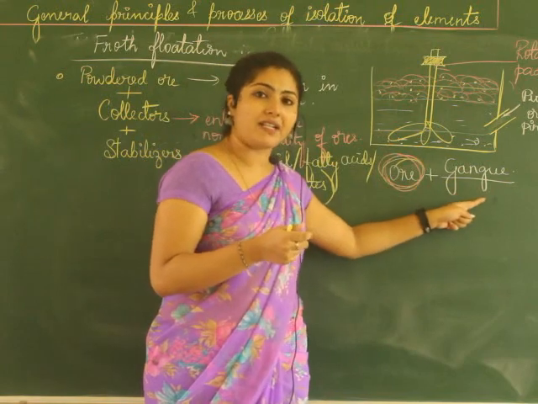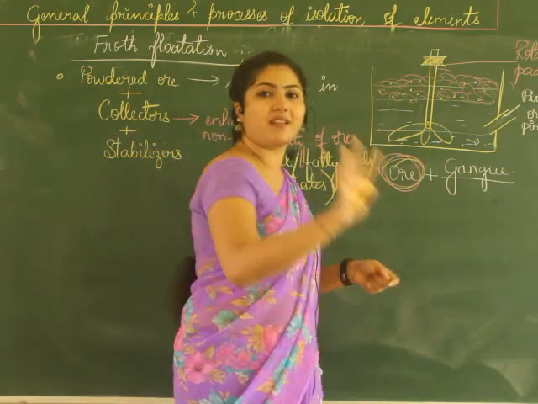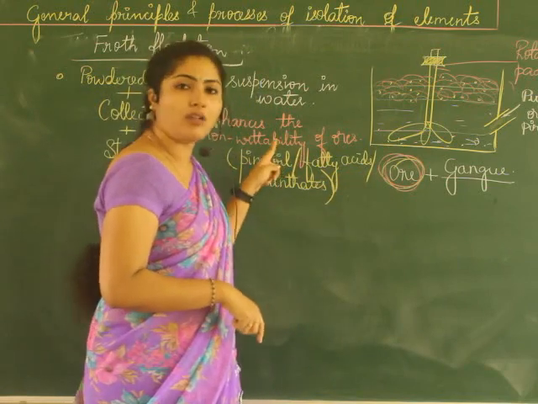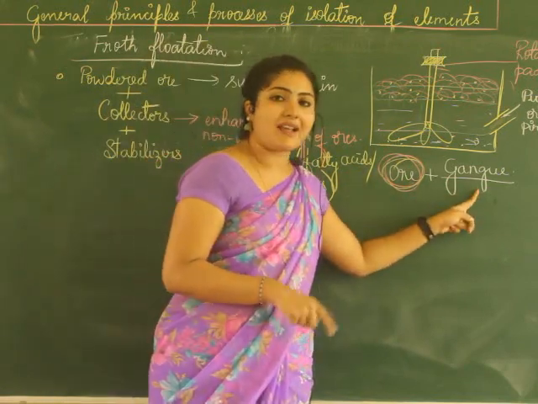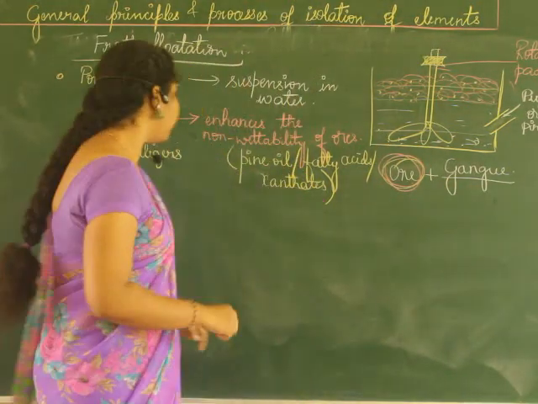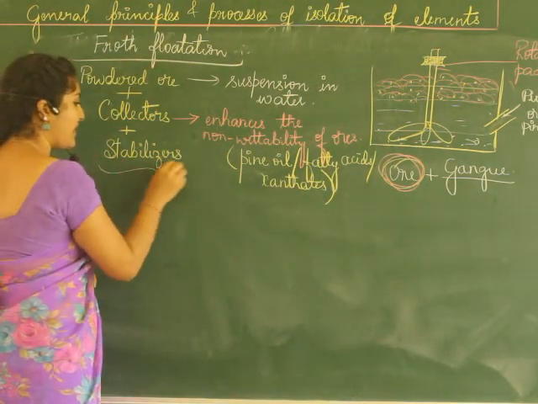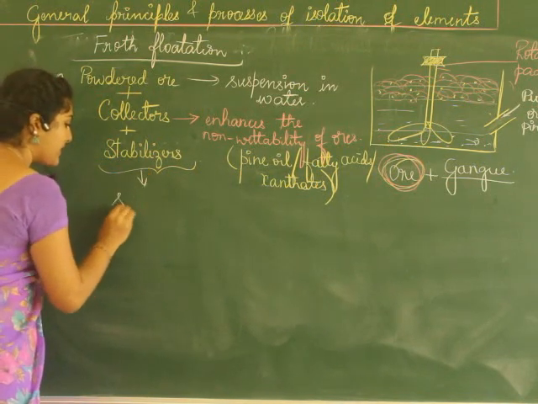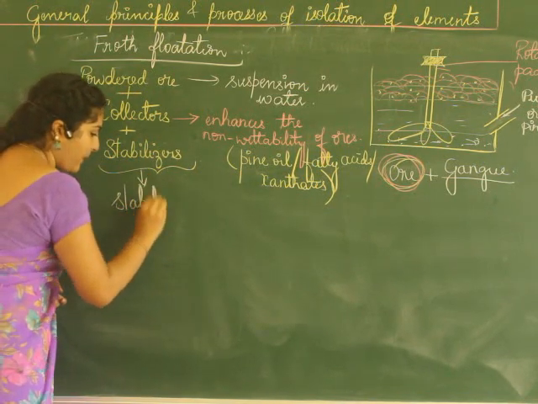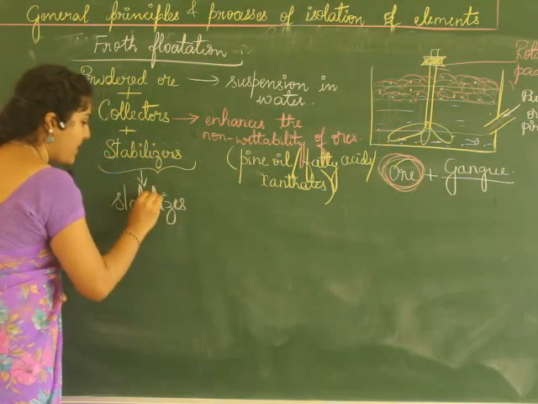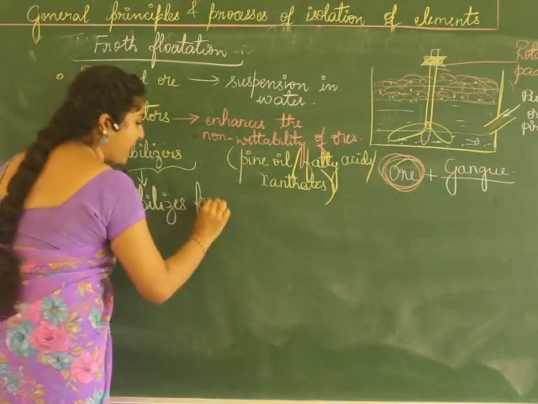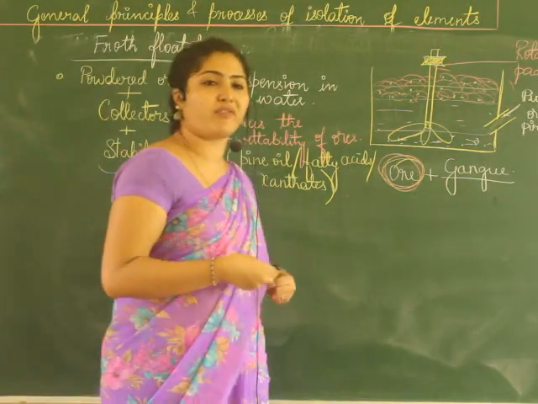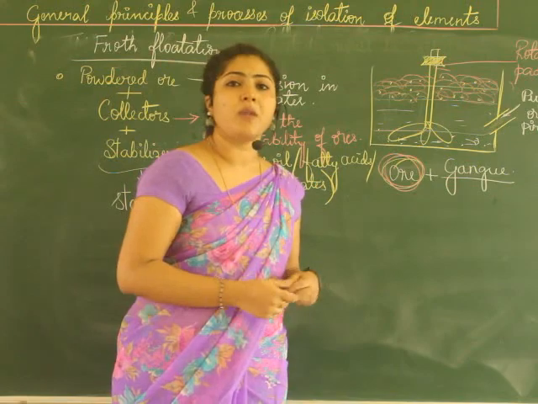Whereas the gangue particle gets wet by water and it remains in the solution itself. So okay, fine. Now ore gets wet by oil, whereas gangue gets wet by water. What is the role of stabilizer here? The role of stabilizer is it stabilizes froth. That means it helps to increase the froth content in the solution, because we want more and more froth so as to separate the ore particles.